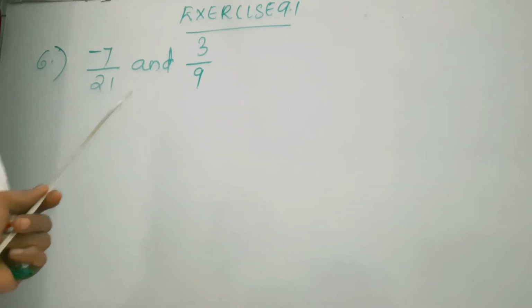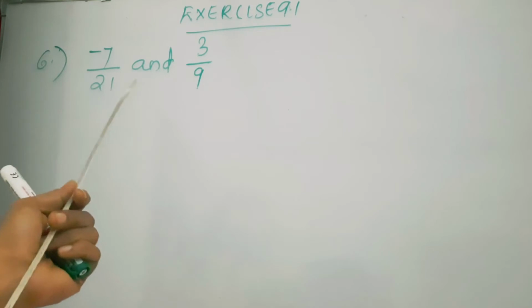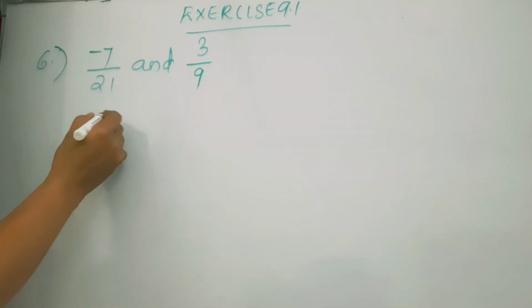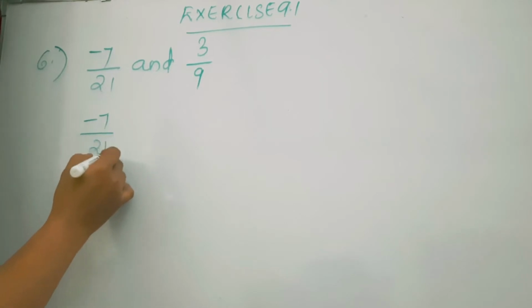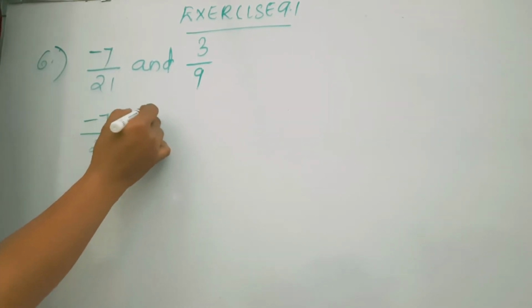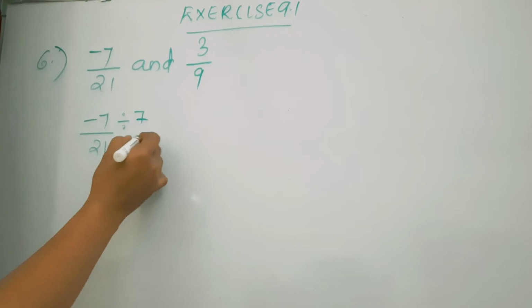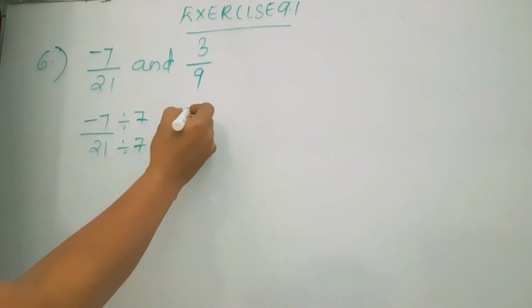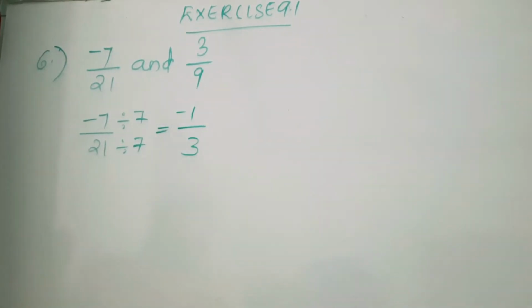Here negative 7 by 21 and 3 by 9 are given. Which of these form the same rational number? Okay, that means we have to find out whether they are equivalent or not. To find that out, we should bring them to their simplest form. So here negative 7 by 21 can be brought to standard form by dividing it by 7, because 7 is a common factor for 7 and 21. So let's divide. We get negative 1 by 3.